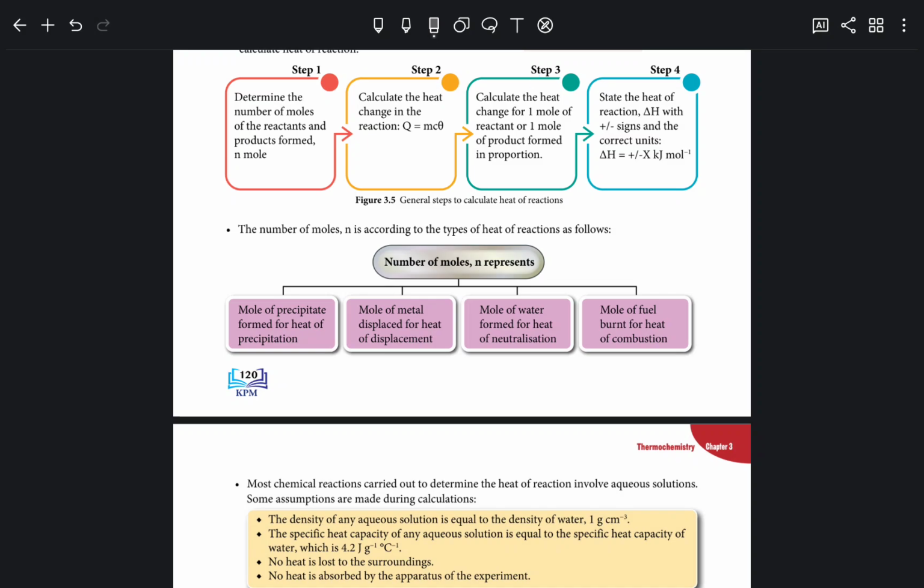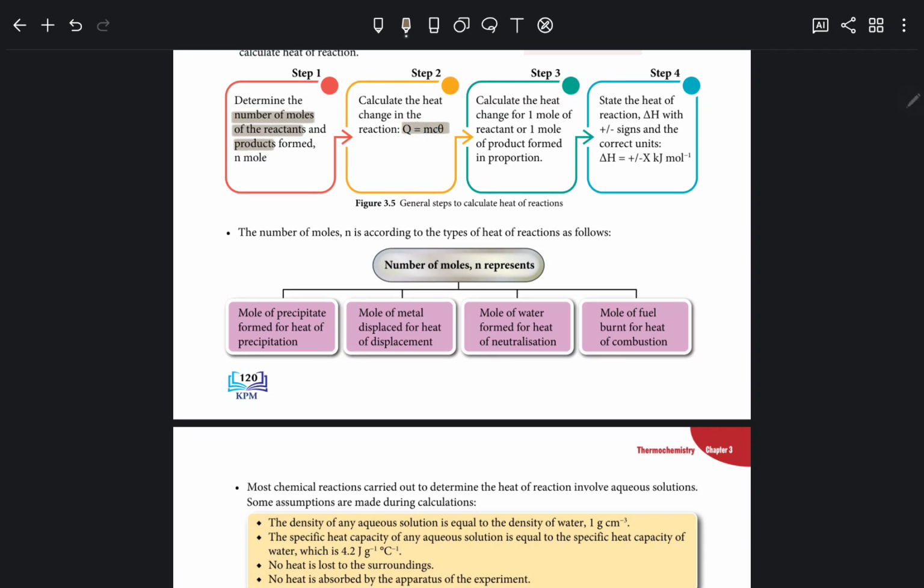Okay, next one. Step 1, step 2 and step 3, step 4. Okay, ada 4 step kan. Okay, first step you have to determine the number of moles of the reactants and product form. Okay, you have to tengok lah soalan bagi information apa, berkaitan reactant ke product. So from there you boleh find number of moles, so go ahead first. And then step 2 baru you kira heat change by using Q equal to mcθ.